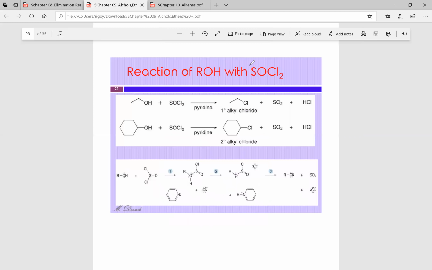So another special reactant, similar to POCl3, is SOCl2, which we can use to replace OH with a chlorine.